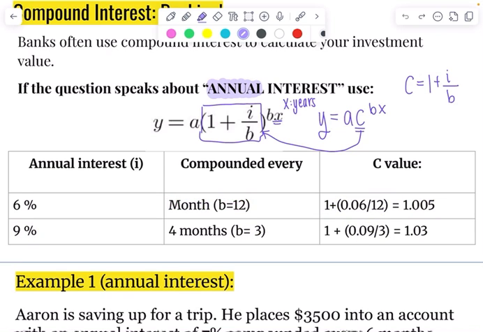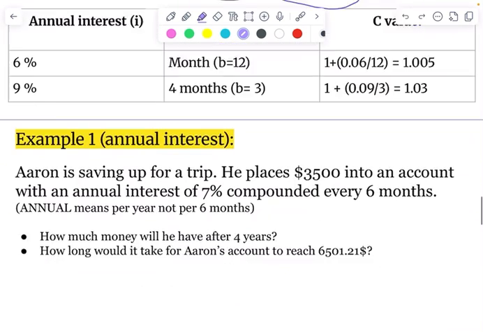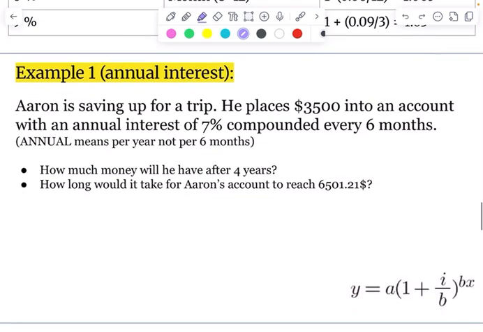So let's do some examples with annual interest instead. So, example 1. Aaron is saving up for a trip. He places $3,500 into an account with an annual interest of 7% compounded every 6 months. So he places $3,500 into an account, so that's his initial amount. So the A does not change from what we had said previously. The A is $3,500 because that's the initial investment.